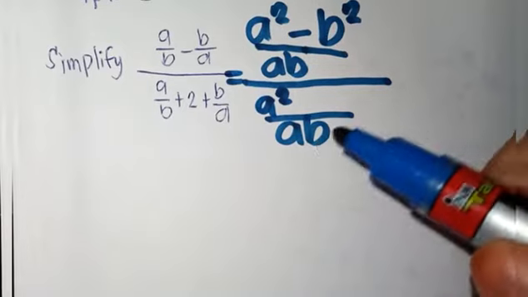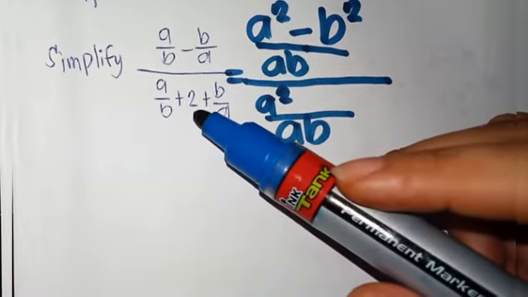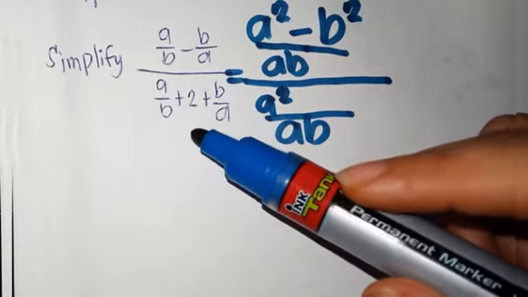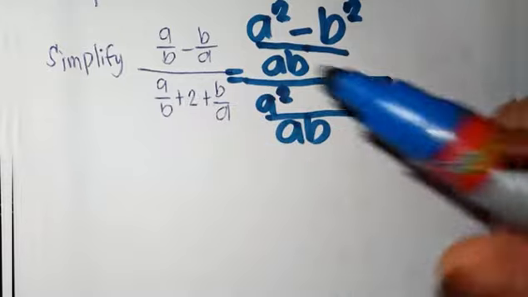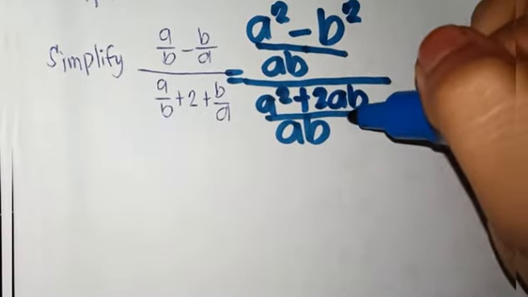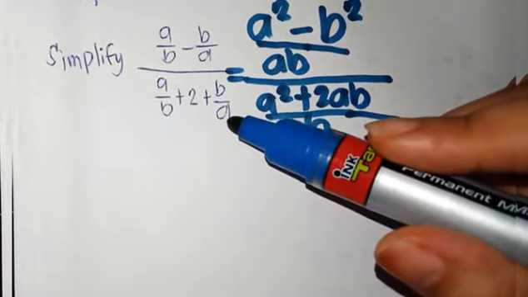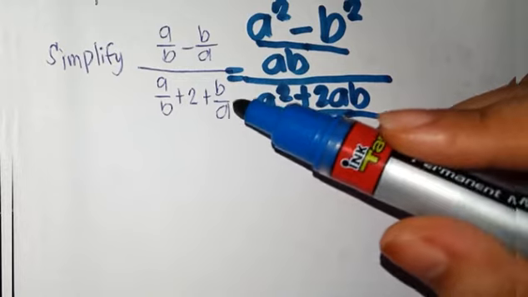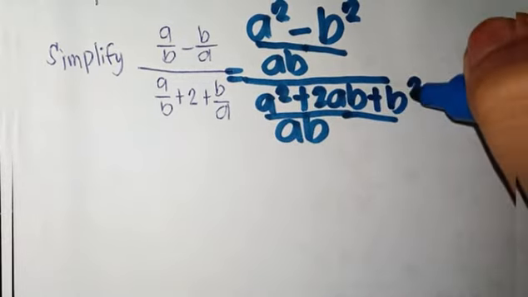Next, AB divided by 1, since wala siyang denominator, so meron siyang invisible 1 dyan. So, simply AB, then AB times 2 will give us positive 2ab. Then, the last one is ab divided by a will give us b. Then, b times b will give us positive b squared.